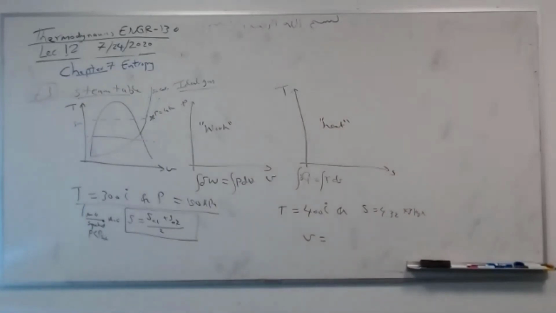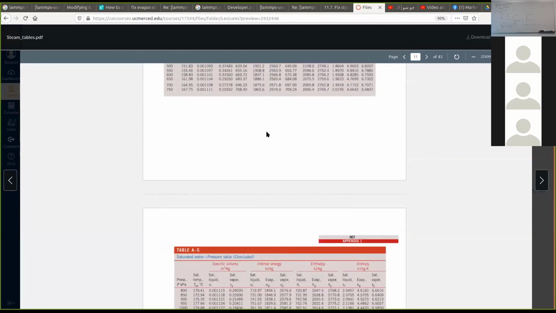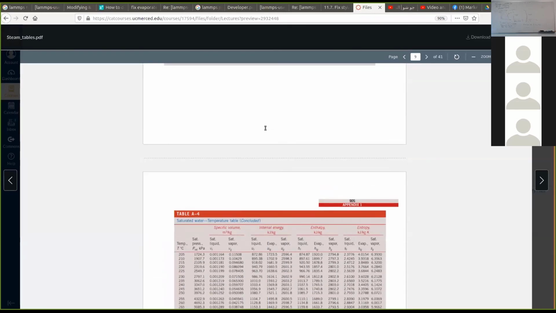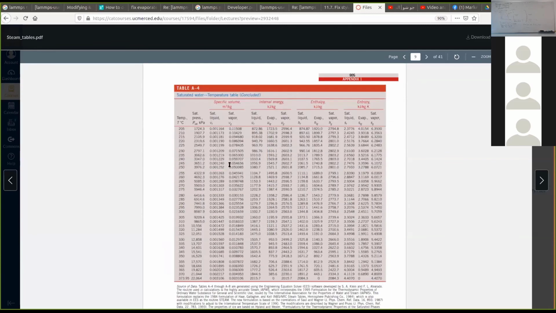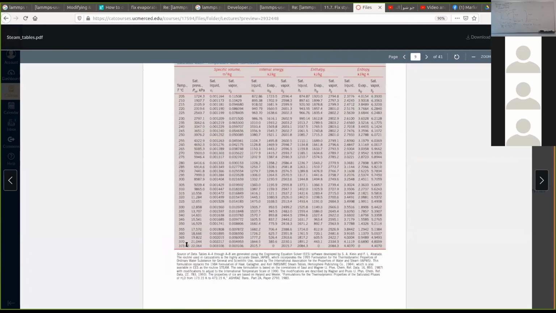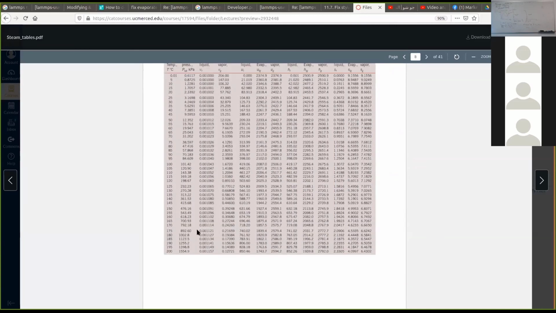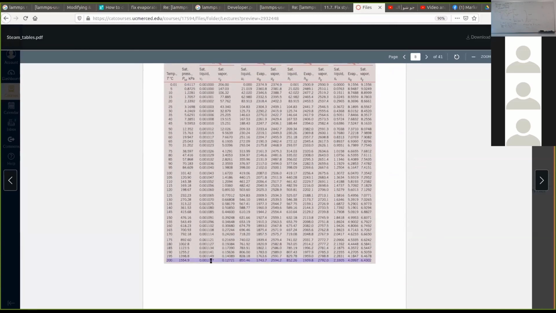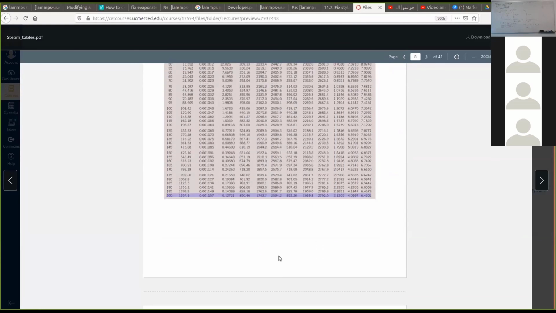If you go back to table A4 with temperature as input, 400 Celsius is a very large temperature. It's not in the table, so let's make it 200 Celsius. The critical temperature is here, and everything above that is superheated, of course. 200 is here. Can you see this, guys?